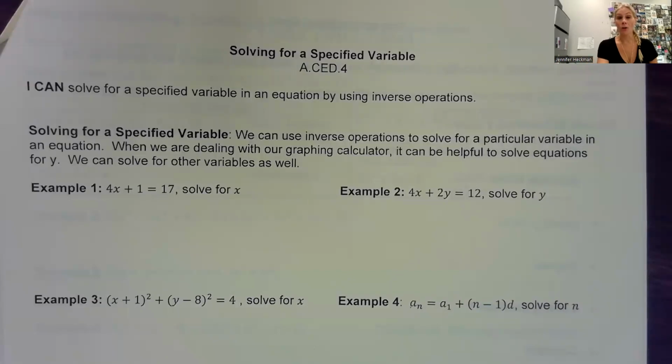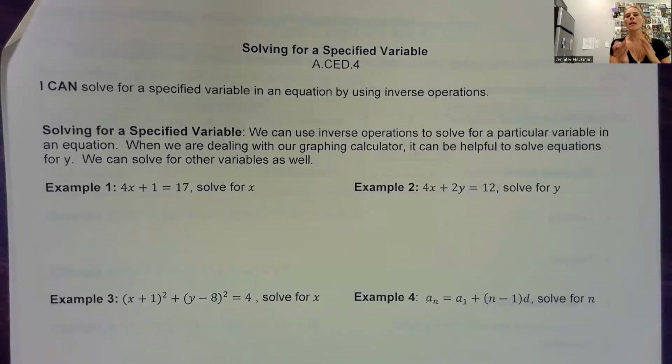Hello, everyone. So today we are going to be solving for a specific variable. Hopefully this is a little bit of review. So if you feel that you might know what to do, it might be a great idea to pause the video and see if your answer matches mine, or you can go along with me. Either way, it's fine.